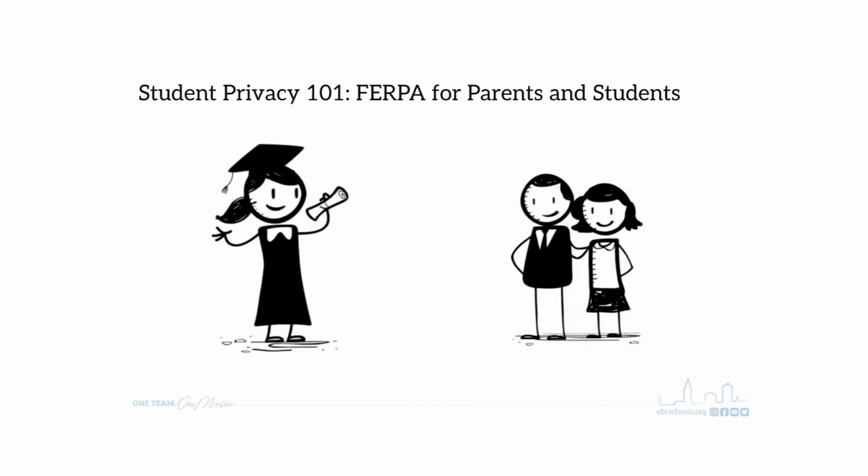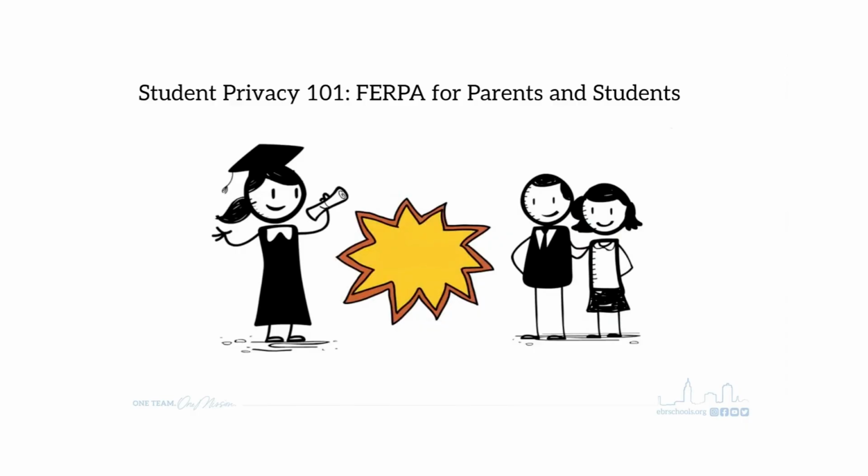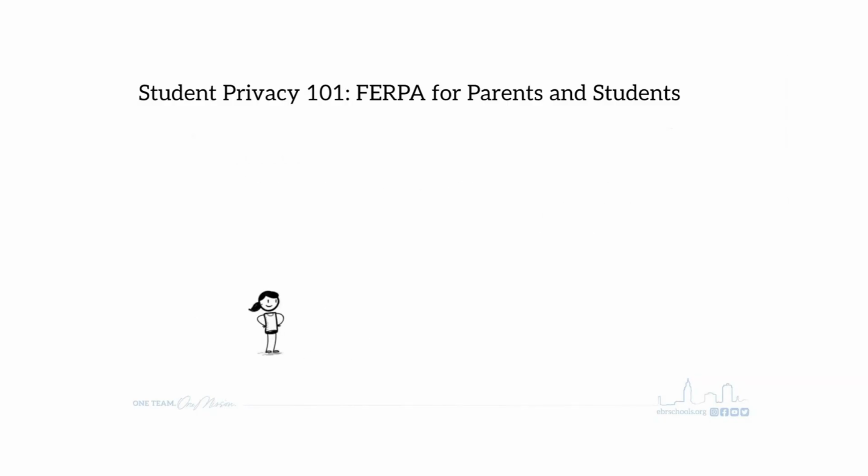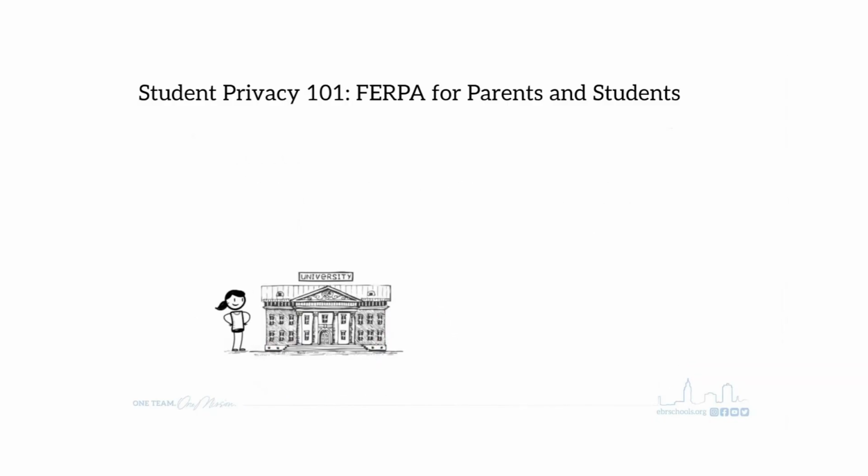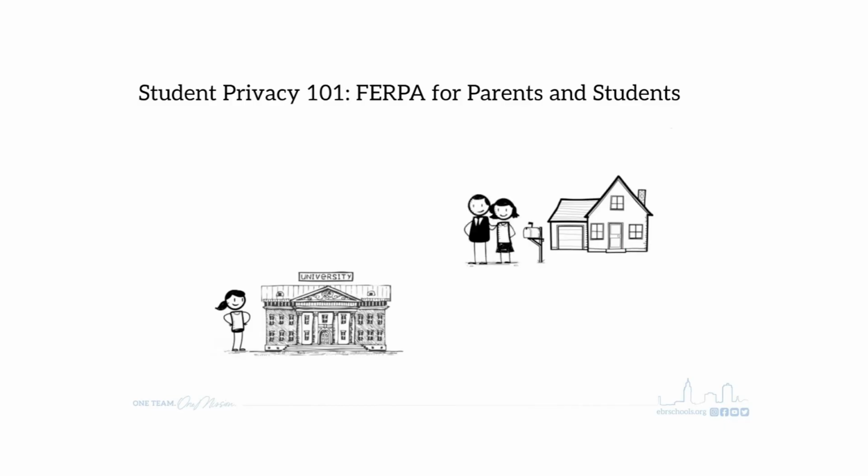Meet Lisa, a high school graduate who is headed off to college. Hooray! While Lisa was in elementary, middle, and high school and under the age of 18, FERPA allowed her parents access to her education records. Now, Lisa is entering college, and her FERPA rights transfer from her parents to her.